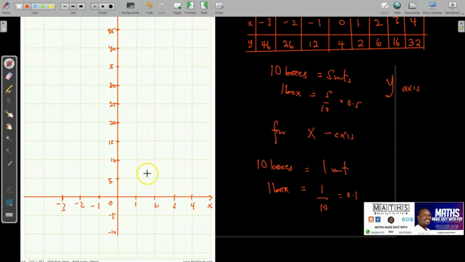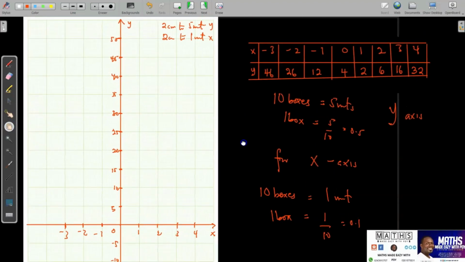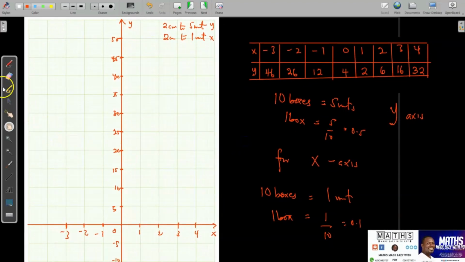We are planning all these things before we start plotting. Now that we have a fair idea of what we are going to plot and the value of each smaller box, let's go ahead and plot. We have -3 going with 46. -3 is here, 40 is here, 45 is here. So 46 will be 2 boxes away from 45, somewhere here.